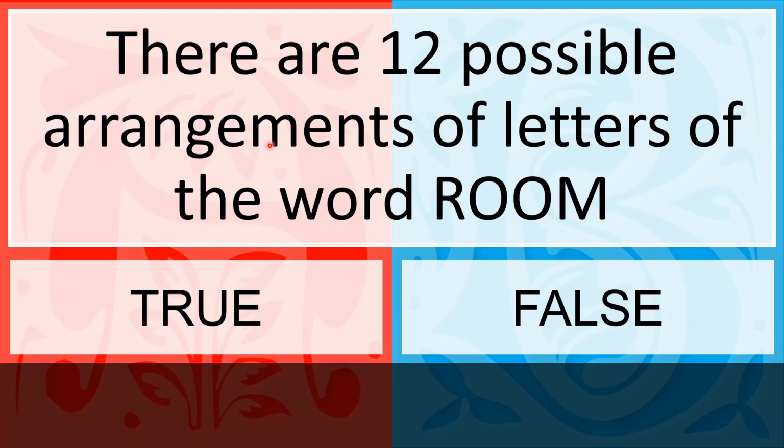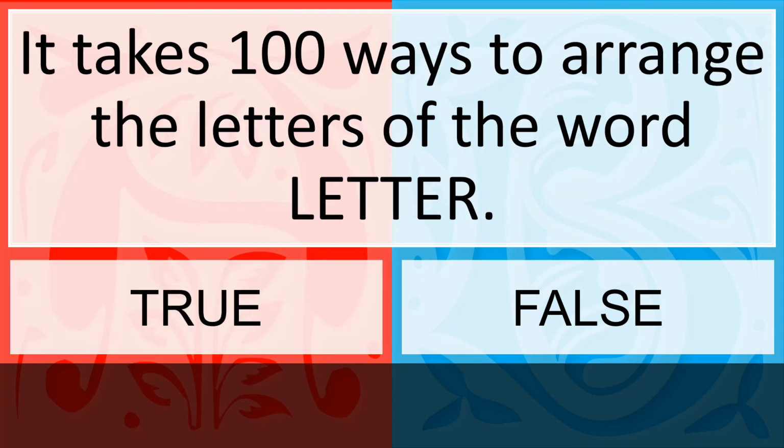There are 12 possible arrangements of the letters of the word room. Is it true or false? That is true because we have 4 letters in the word room and 2 identical O's. So we have 4 times 3 times 2 times 1 all over 2 times 1, which is equal to 12 arrangements.